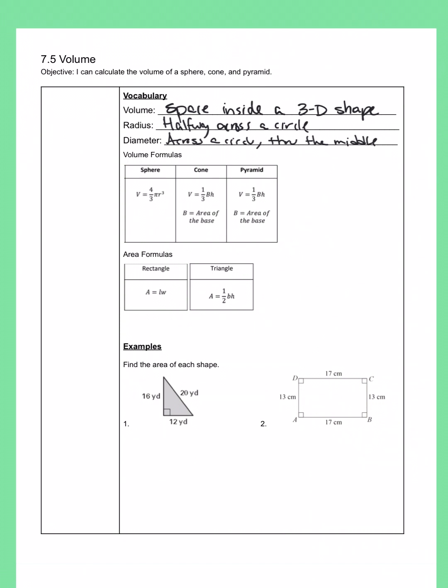So the radius would be half of the diameter, because the diameter is all the way across and the radius is halfway across. So if the diameter would be 20, the radius would be half that, 10.